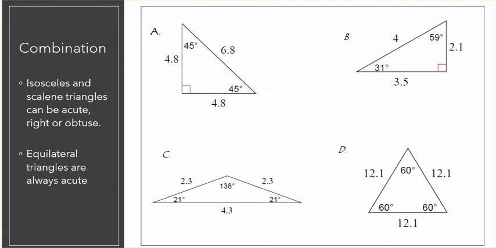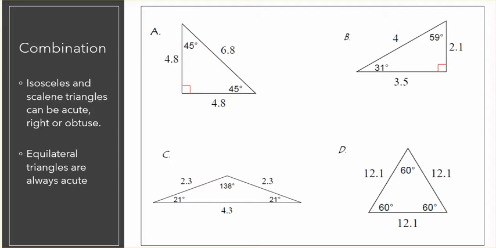There's many different combinations of these. Isosceles and scalene triangles can be acute, right, or obtuse. Equilateral triangles are always acute. In this set of problems, we're going to identify by both side length and angle measure.